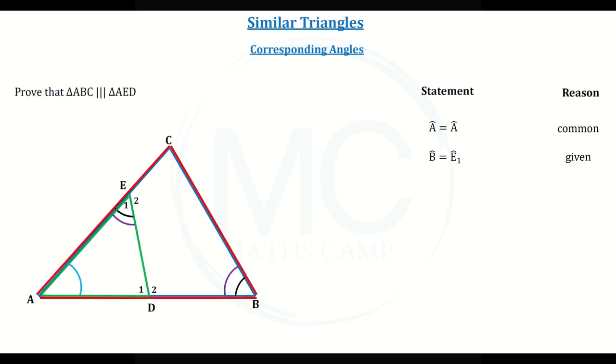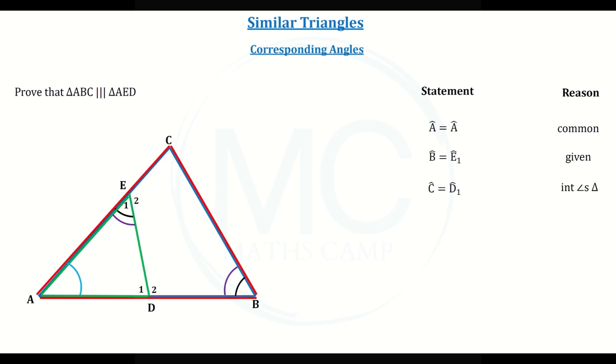Now we have two pairs of corresponding angles that are equal. From our previous examples and the interior angles of a triangle, we know that if we have two pairs of corresponding angles that are equal, the third pair will be equal. The third angle in triangle ABC is angle C, and the third angle in triangle AED is D1. So we can say that angle C is equal to angle D1. And our reason, we simply say the interior angles of a triangle.